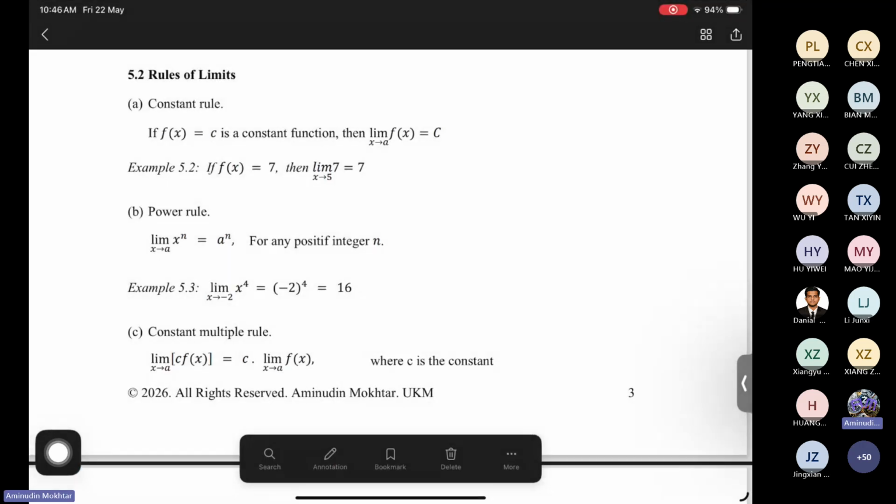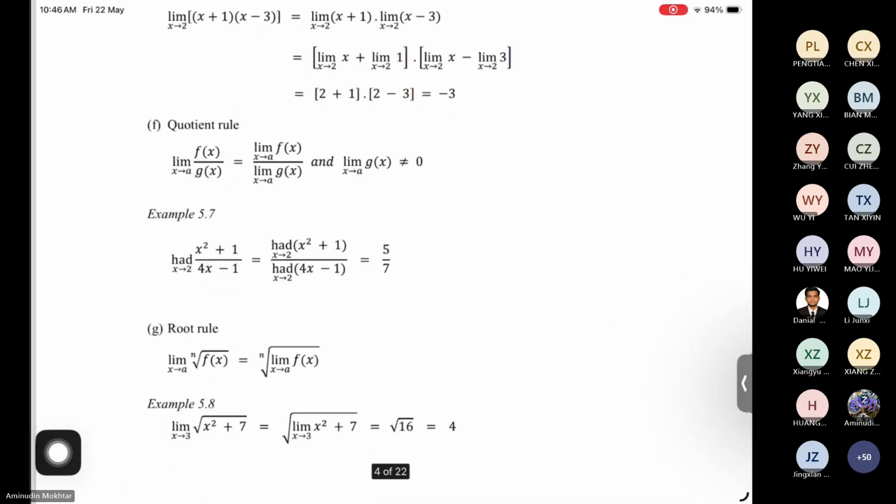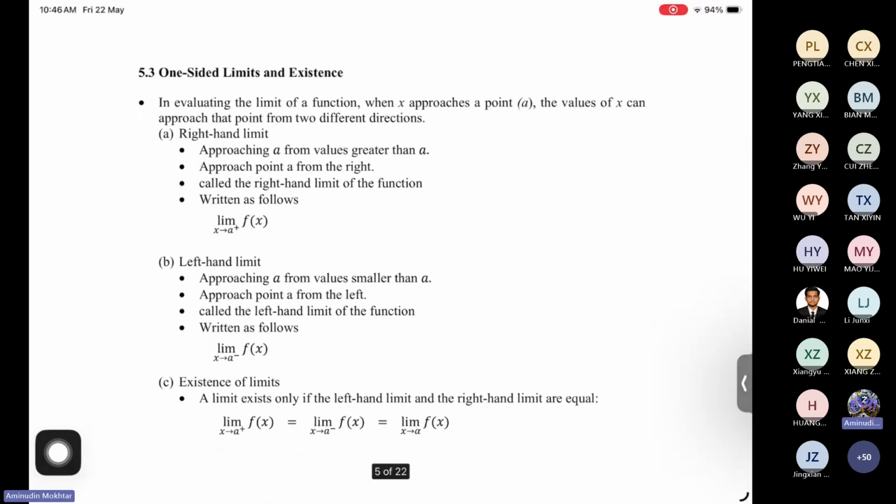Any questions so far? Any question? Or can I proceed to section 5.3? Please respond. Can I proceed? Yes, all right, doctor. No question, doctor.